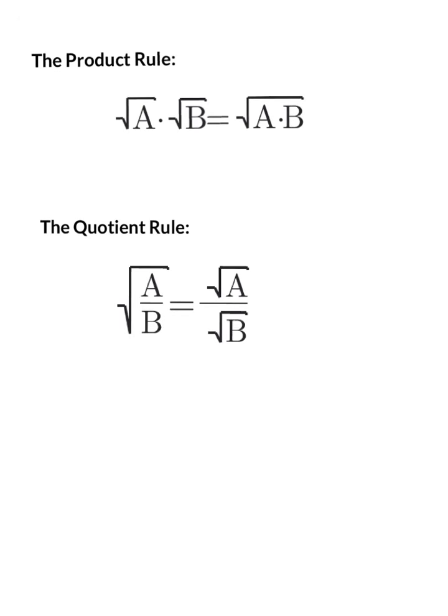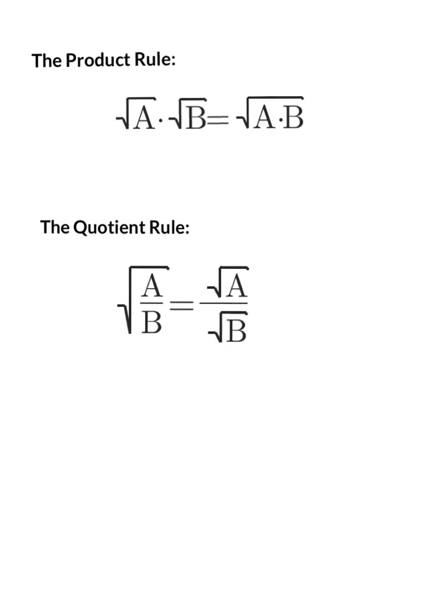So in this section, we're going to work with two different rules. These rules are going to be very similar to our exponential rules. The first one we have is the product rule. The product rule says if you have the square root of a times the square root of b, then we can combine this into a single square root, which is the square root of a times b. Now in this section, we're going to see that sometimes we're going to combine, other times we're going to separate.